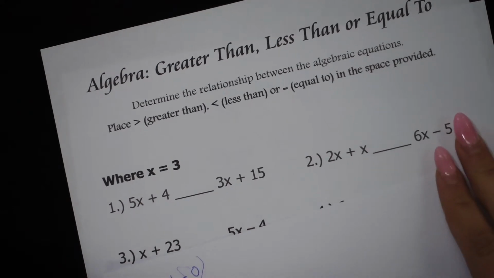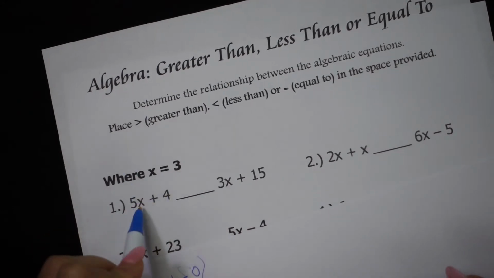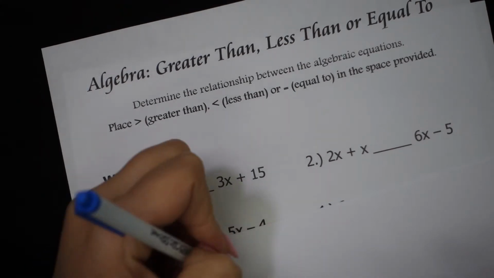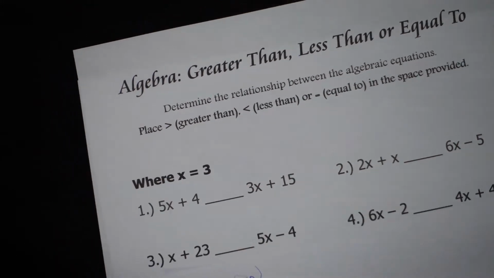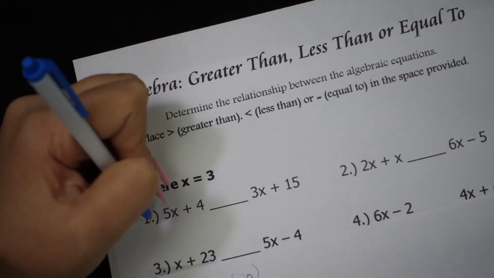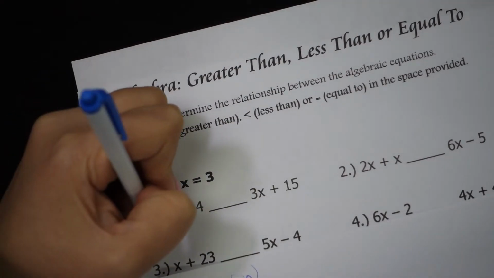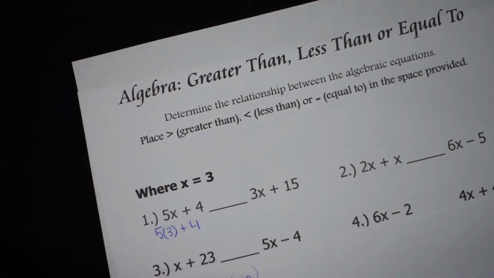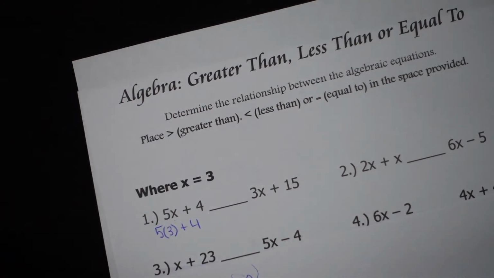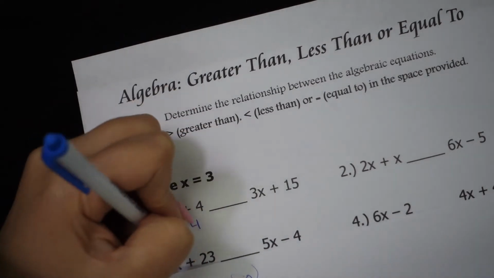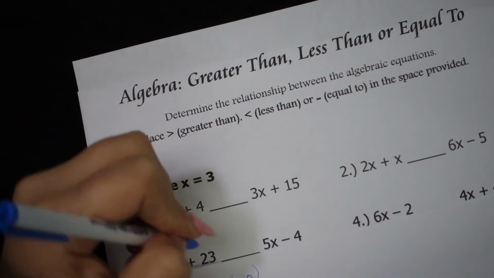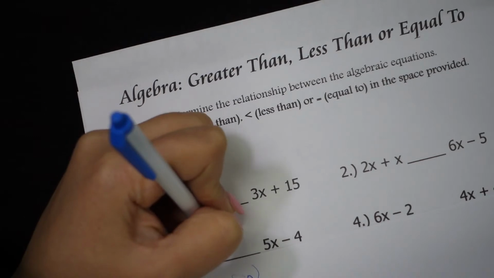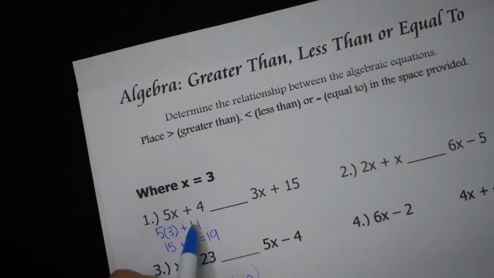So the method to solve this is we're given the x value, so we're just going to plug in 3 wherever we see an x. So this will be 5 times 3 plus 4. What does that equal? 5 times 3 is equal to 15, plus 4. So 15 plus 4 is equal to 19. Okay? So this side is equal to 19.